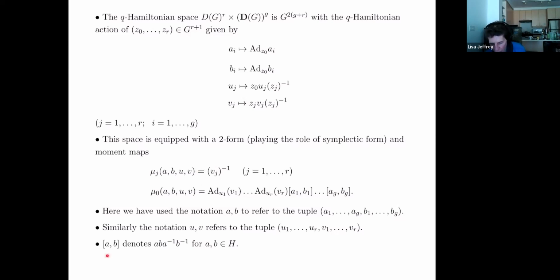Introduce the notation bracket to represent commutator. So A, B, A inverse, B inverse. This is for a group. Yeah, it should be for group H or G. It should be G.